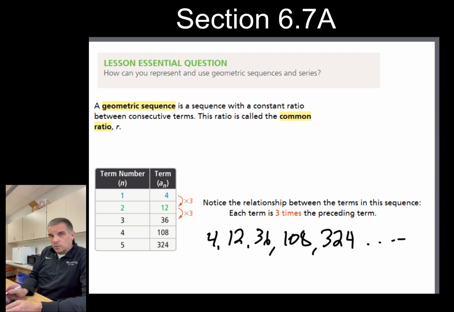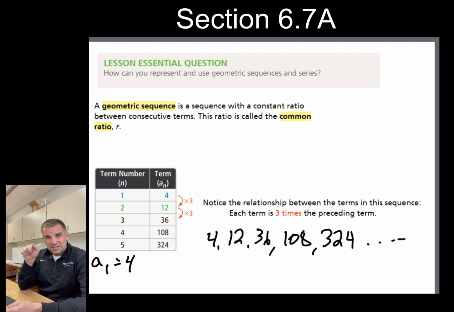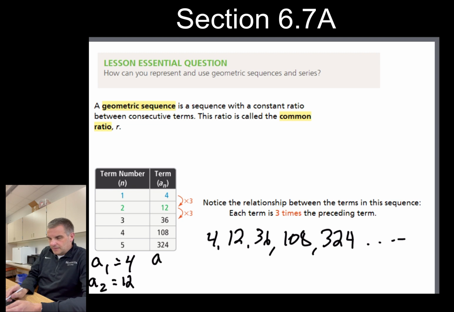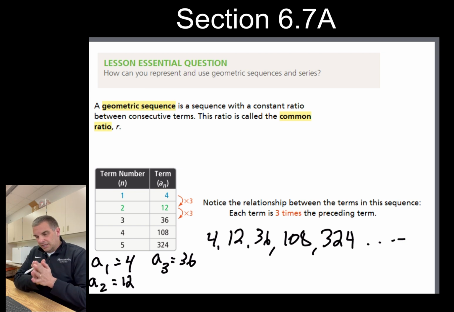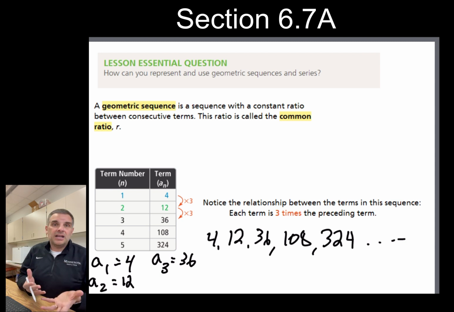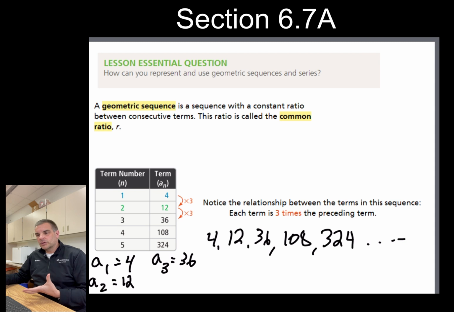So the first term is 4. Another way you could write this is a of 1 is equal to 4. That means the first term of the sequence is 4. A of 2 is 12. The second term in the sequence is 12. The third term in the sequence is 36, and so on. You have to keep that in mind, because a lot of times you're going to see a of 1 equals what, or a of 5 equals what. Find a of 10. That means you have to find the 10th term in the sequence.